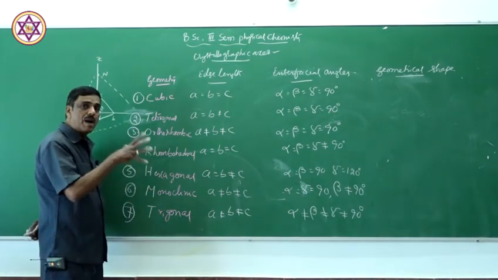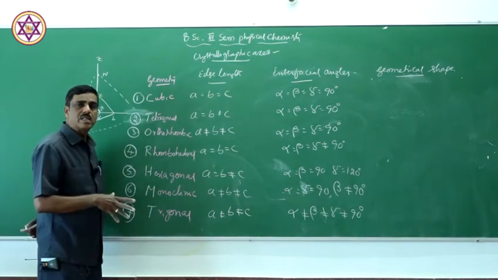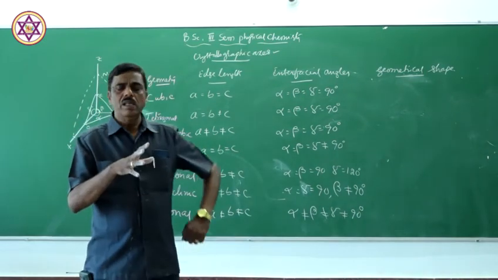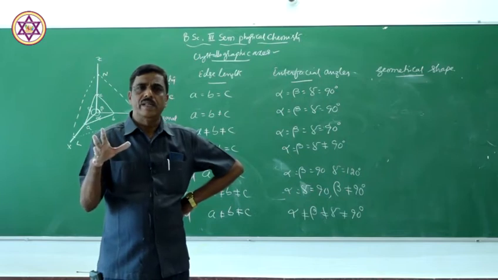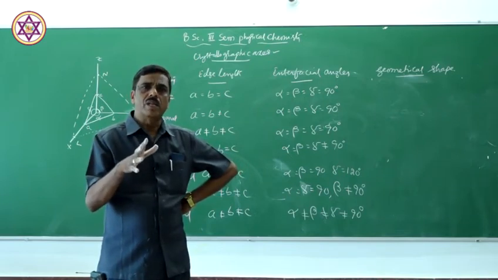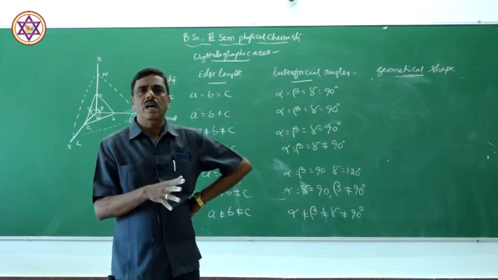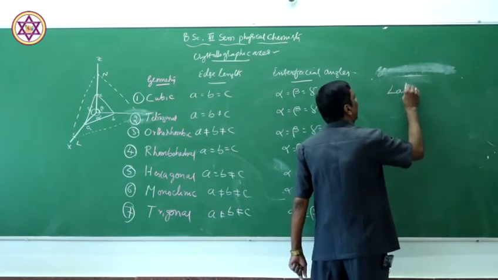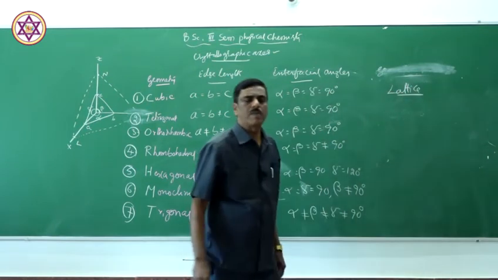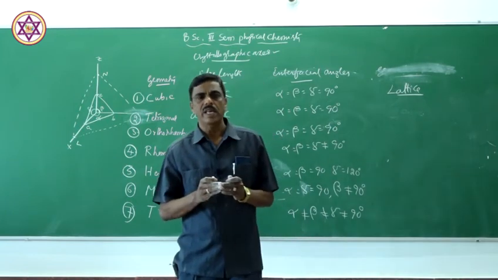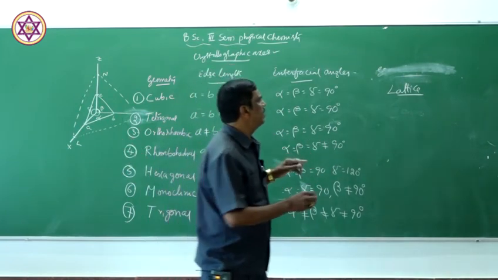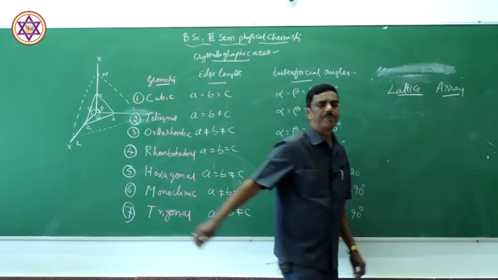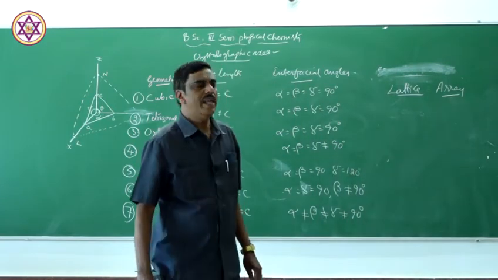How the atoms or molecules are arranged in this geometrical shape, that we call a lattice. A lattice is the arrangement of atoms or molecules in a crystal. So, a lattice is nothing but the arrangement of atoms or molecules in a geometrical shape. So, this arrangement is called lattice. Lattice is an array of atoms or molecules in a crystal.